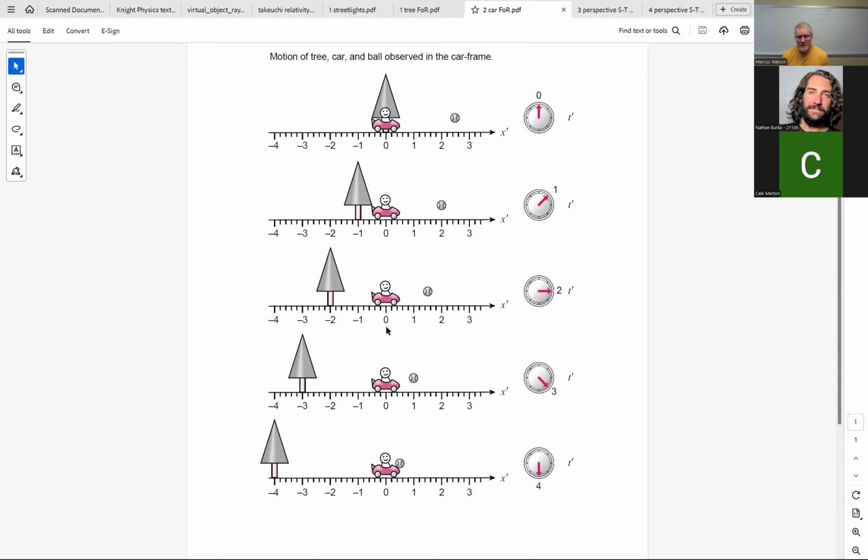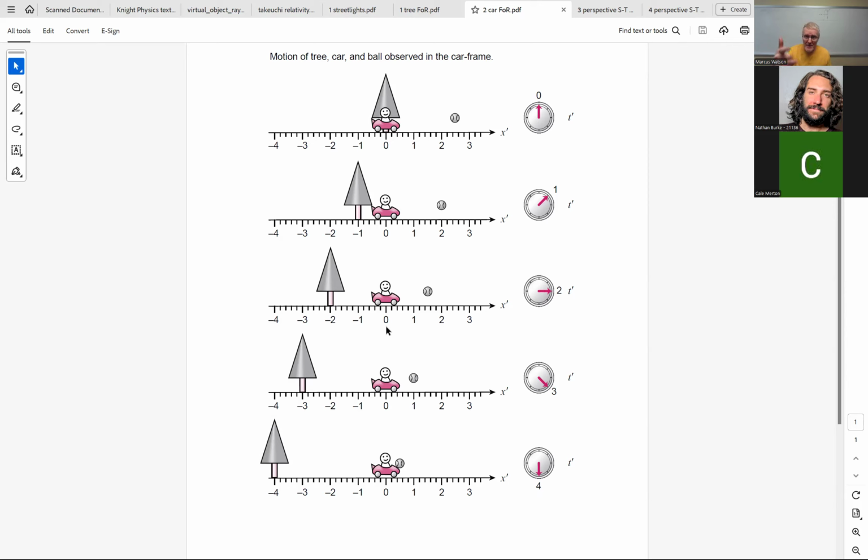The tree's moving, and it's going towards the left. The baseball is moving. It's going towards the left. It was going towards the right before. It's moving at basically the same speed but the other way. The tree is moving at a certain speed, which is what the car used to be doing, but it's going the other way. The car is at 0, so it's the car frame of reference. And we're looking at the motions of everything relative to the car now.